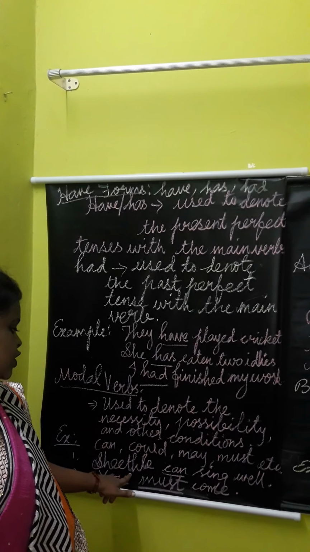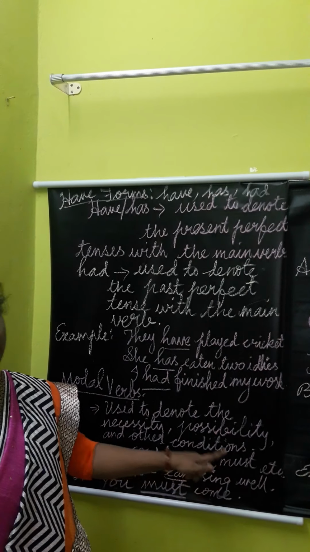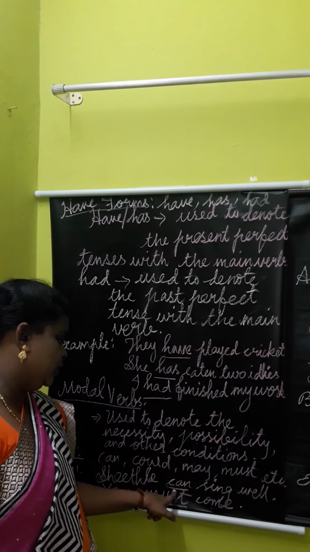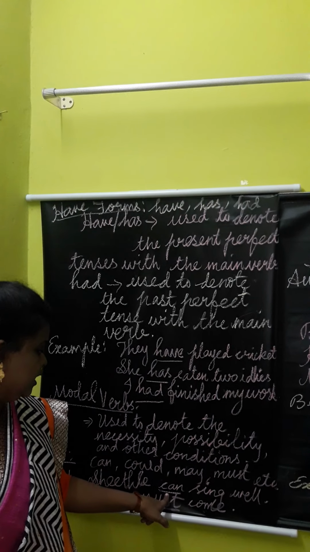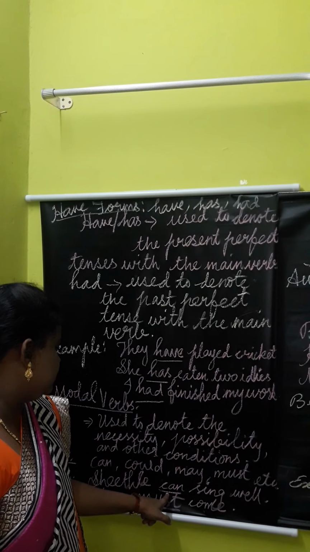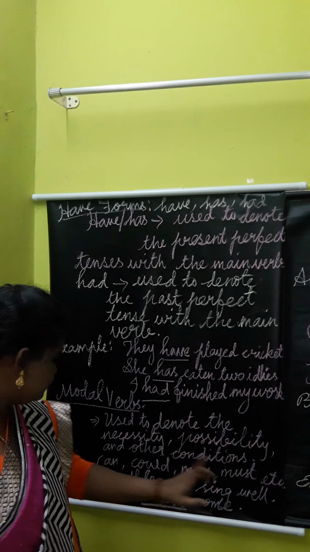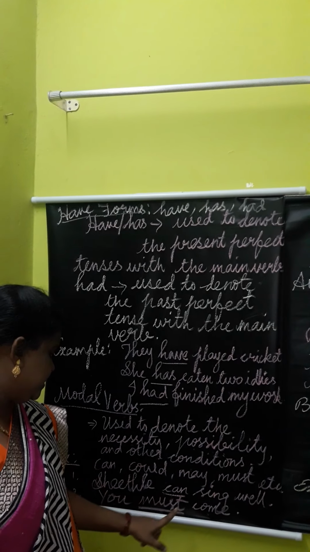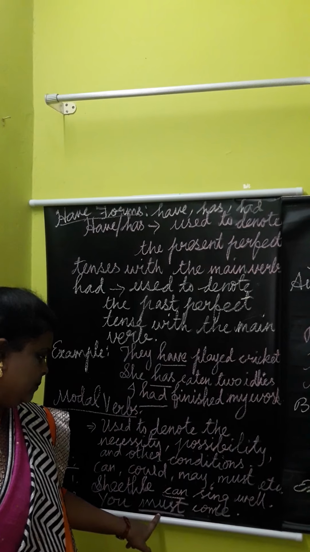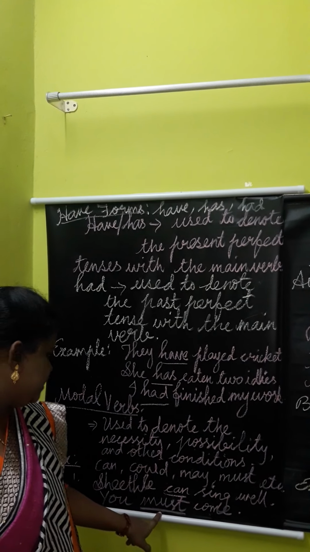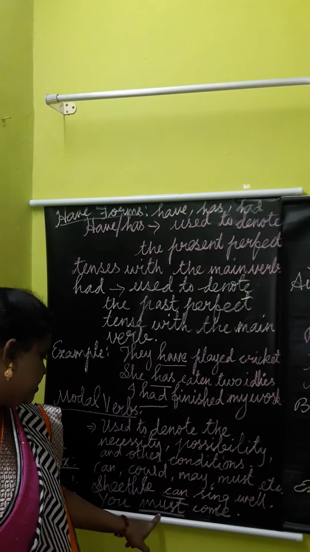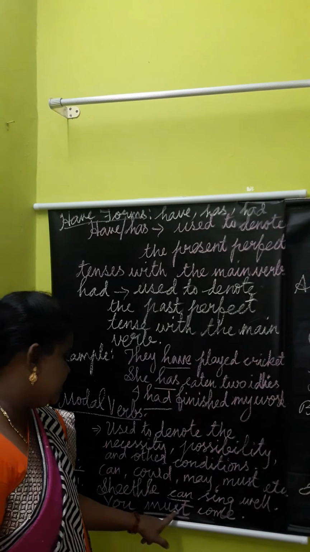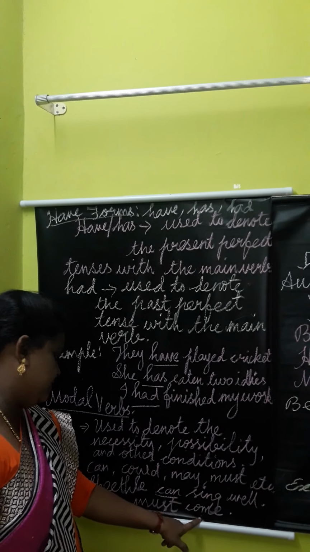And for example, Sheetal can sing well. In this sentence, can is the modal verb which is used to denote the possibility. And it is used to help the main verb sing. And come to the next sentence. You must come. In this sentence, must is a modal verb. It denotes conditions. Here, must shows the condition and it is helping the main verb come.